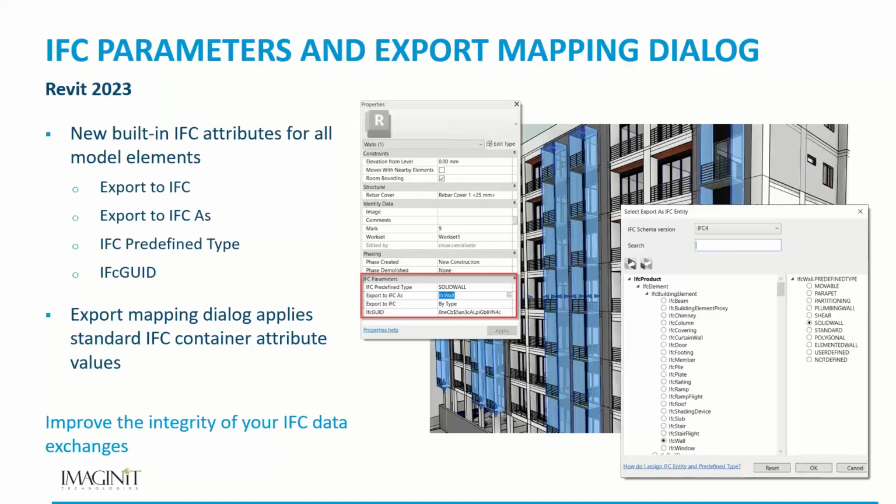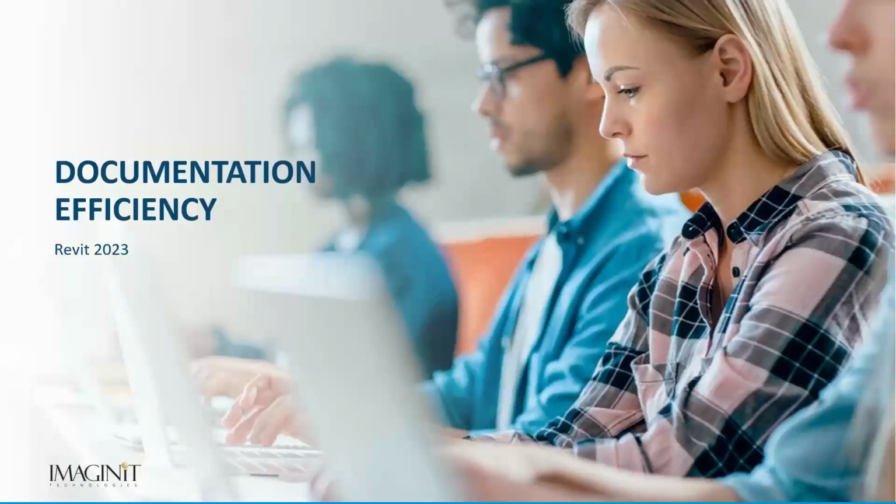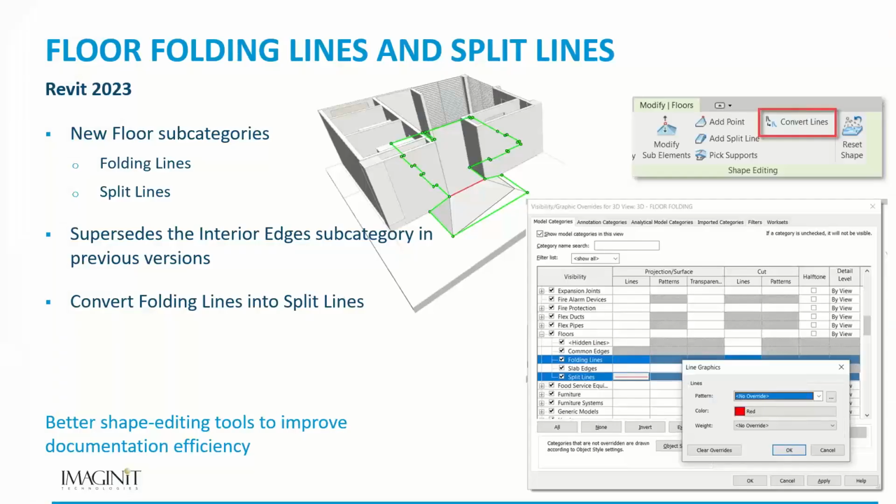So let's come back in here and talk about document efficiency. As I mentioned, there are quite a few things that were added in here. One of the new ones is if you ever modified subcomponents in a floor or roof, as soon as you do that and you add an elevation point, you know that we can add a split line, and then we add a point, say for a floor drain or something like that. What we had before, I believe, was an interior edge as the subcomponent.